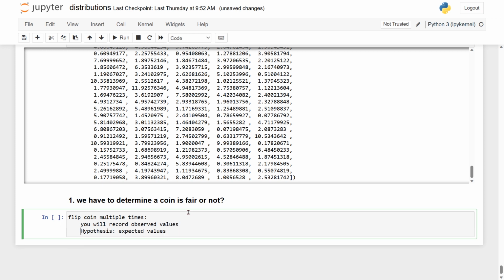When you have observed values and expected values, you can use the chi-square distribution, and that will help you determine whether the difference between the expected and observed outcome is due to just chance, because there are a lot of other factors which also affect it. That's the reason, to confidently tell, that you need a chi-square.